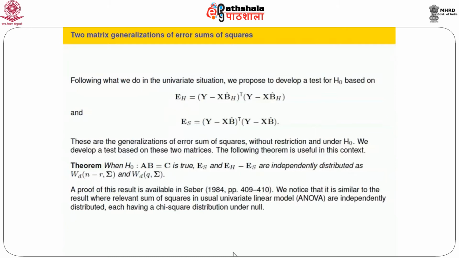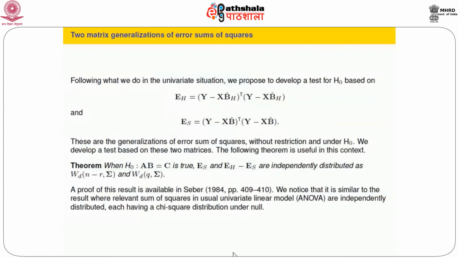And we remember that if these two are close to each other, then we say that we don't have much evidence in our data to reject H0. And what are the underlying technical results? The technical results are, when H0, AB is equal to C, is true, then the matrices ES and EH minus ES are independently distributed as Wishart distributions: ES is Wishart in dimension d with degrees of freedom n minus r, sigma, and EH minus ES is Wishart with degrees of freedom Q, sigma.